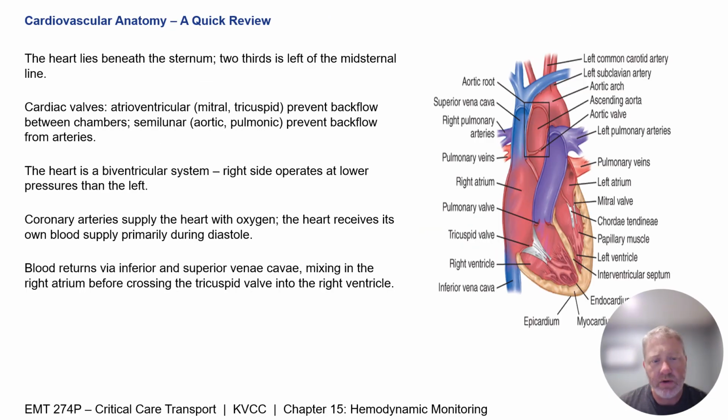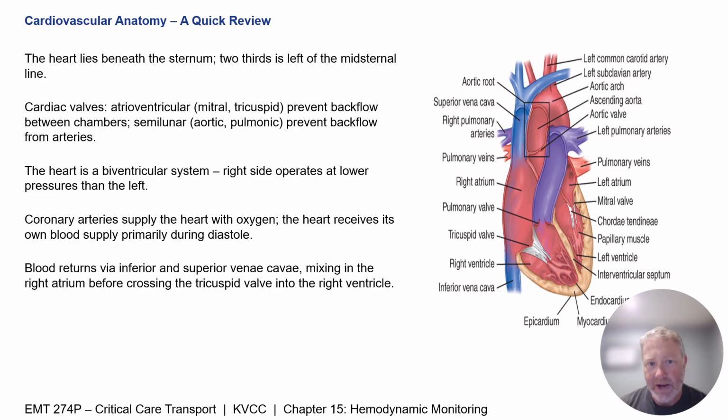In order to be able to understand hemodynamic monitoring in general, you should have a pretty solid foundation on the cardiovascular anatomy. So let's take just a minute or two to refresh some things. The right side of the heart receives venous blood and pumps against the low resistance pulmonary circuit, while the left side pumps oxygenated blood into the high resistance systemic circulation.